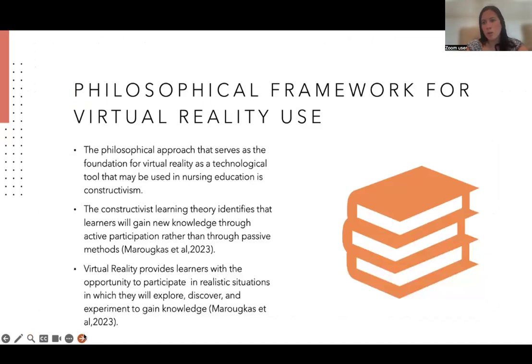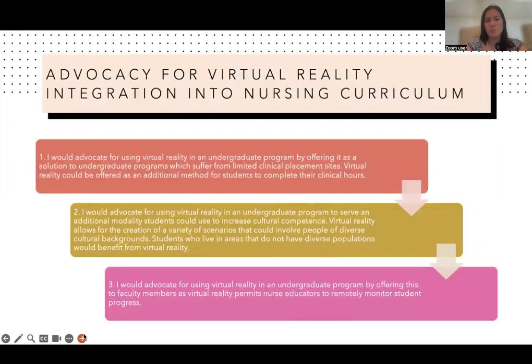The philosophical framework for virtual reality is constructivism, which states that learners will gain knowledge through active participation rather than passive methods. So I would advocate for virtual reality simulation to be used in nursing curriculum in many different ways. Some of them would be that I would, one, offer it as a solution to undergraduate programs which suffer from limited clinical placement sites.